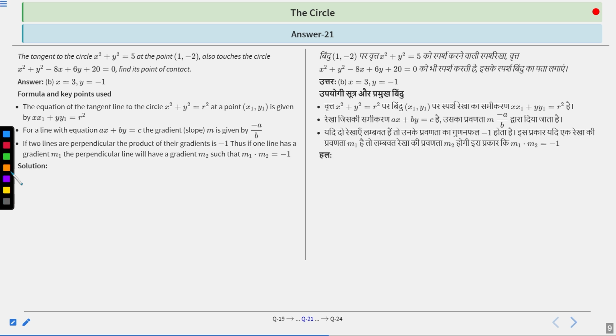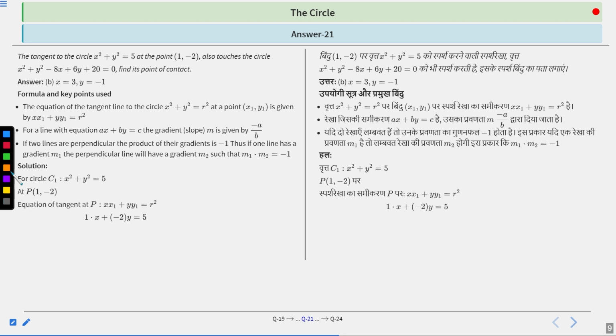Now let's move to the solution. For circle C1, x square plus y square is equal to 5. At P (1, minus 2), the equation of tangent at P will be x x1 plus y y1 is equal to r square. Clear? So at point (1, minus 2), that is x1 is 1 and y1 is minus 2, we can write the equation of tangent to the circle, which is 1 into x plus minus 2 into y is equal to 5, which is x minus 2y is equal to 5. Got it?